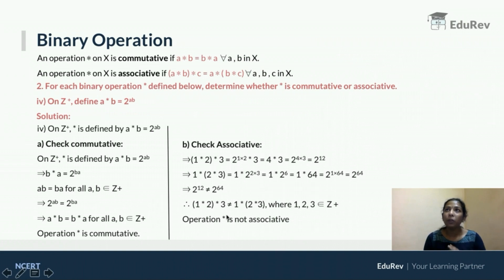So one more thing that you have to remember is when you are telling that it is commutative or associative, you have to write the proof. But when you are telling it is not commutative or not associative, one example which proves that it is not is enough. I hope it is clear. I'm moving on to the next question.